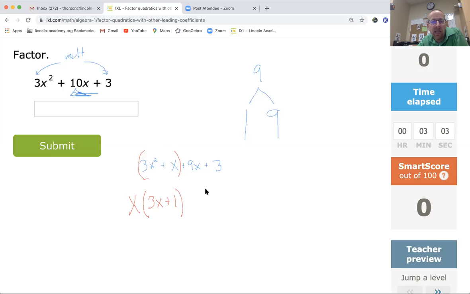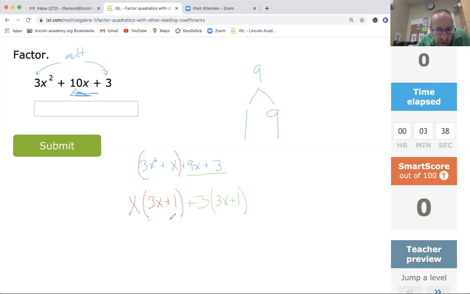Now I'm going to look at these second 2 terms and say what's in common with the 9x and the 3. Very good, 3. And it's a positive 3, so I'm going to factor out a plus 3. And then when I divide the 9x by 3, what do I get? Very good, 3x. And then when I divide this 3 by 3, I get 1.